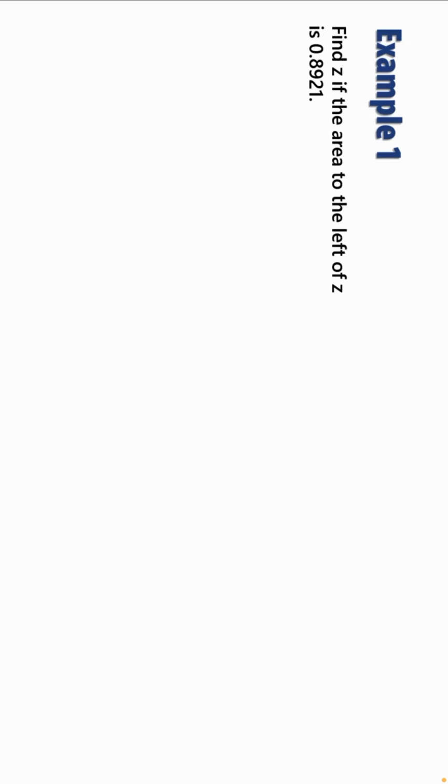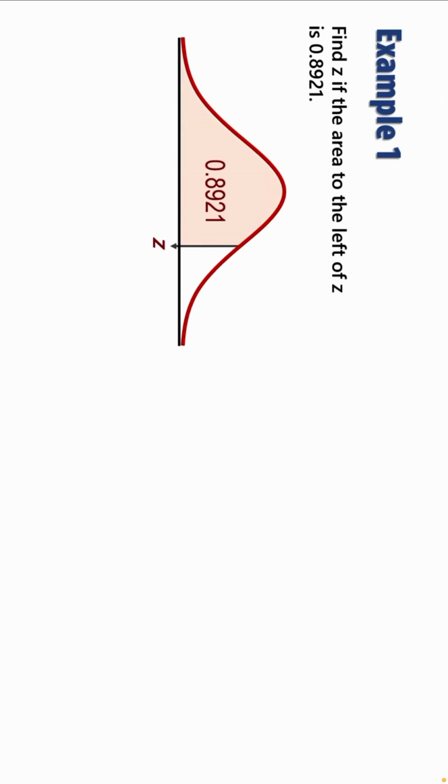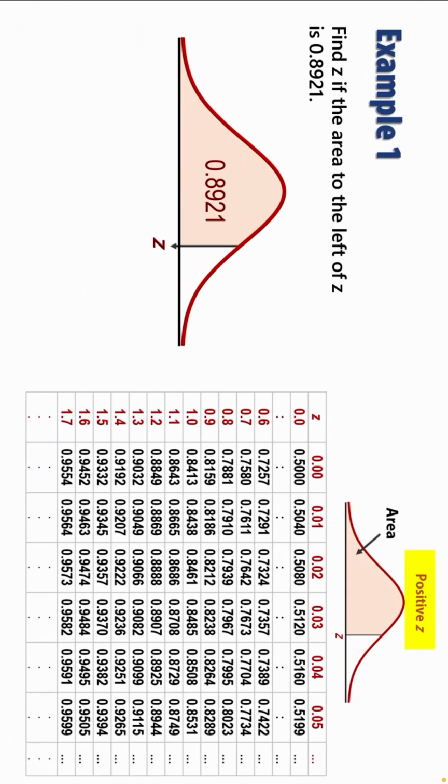It's always advisable to draw the curve in order to visualize the area and the position of z score. I have placed z on the right of the center here because 0.8921 is greater than 0.5, and that tells us that the z score will be positive. So we go to the positive z score section of the table and look for the area closest to 0.8921. Note that the z scores are printed in red and the areas in black. The closest area to 0.8921 we find here is 0.8925, corresponding to a z score of 1.24.